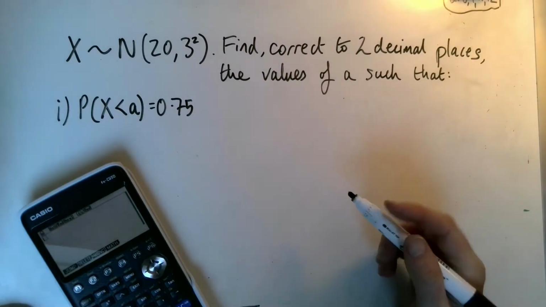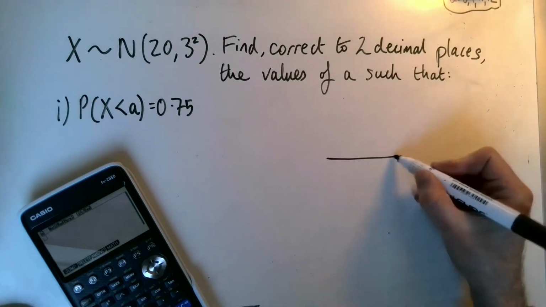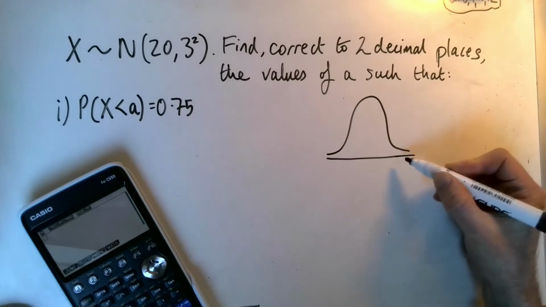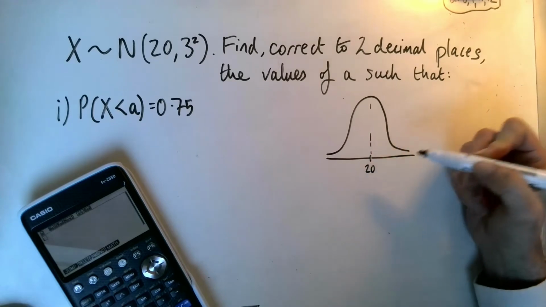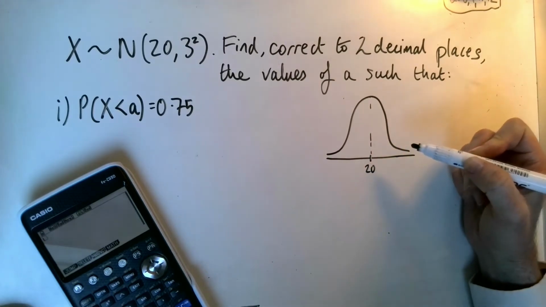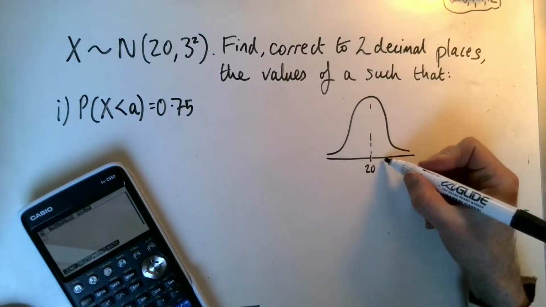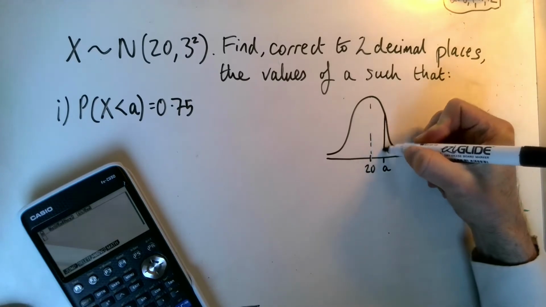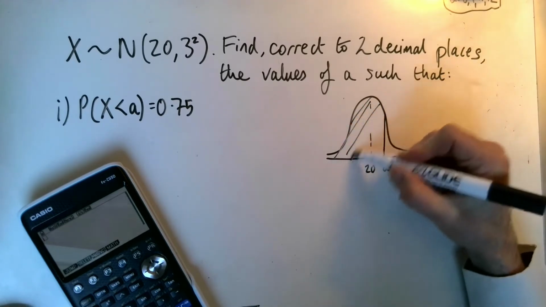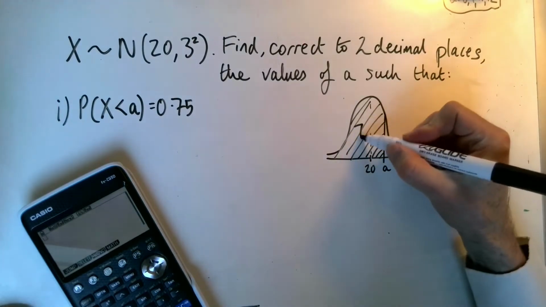So what we're doing is we are thinking that we've got a distribution that's looking something like this. We know the mean is 20, so there in the middle is going to be 20. The standard deviation is 3 squared. We know that the probability of it being smaller than A is 75%, so A must be bigger because it's going to be smaller than it. So we are looking for the value that gives us that, if that is 75%.